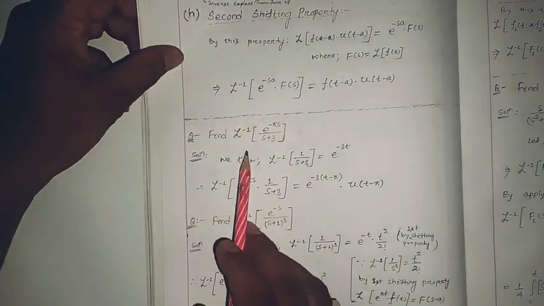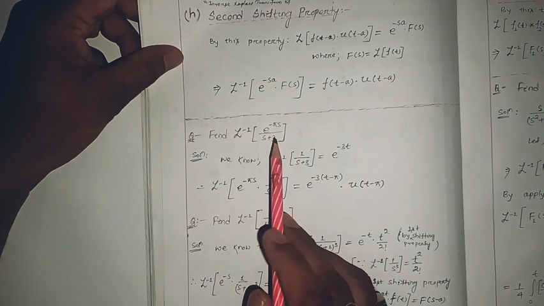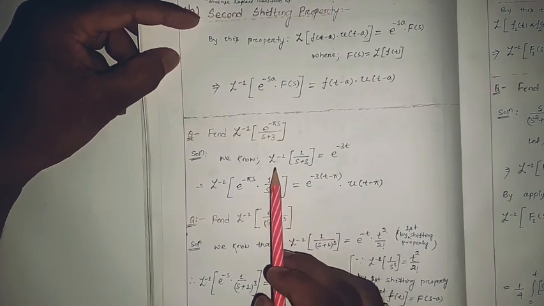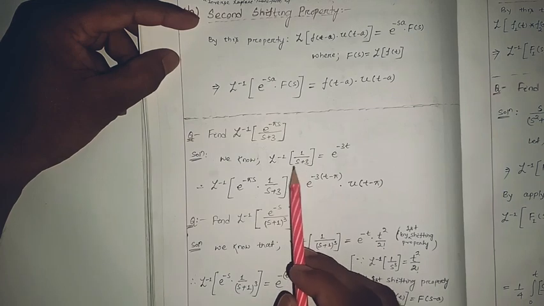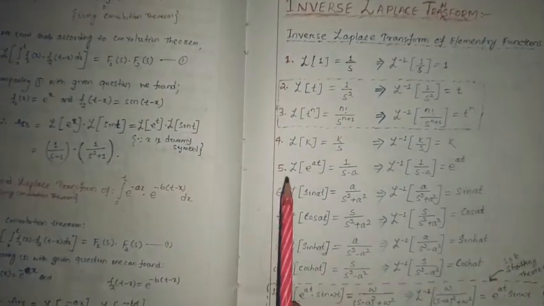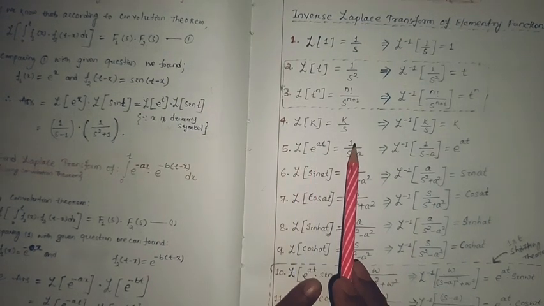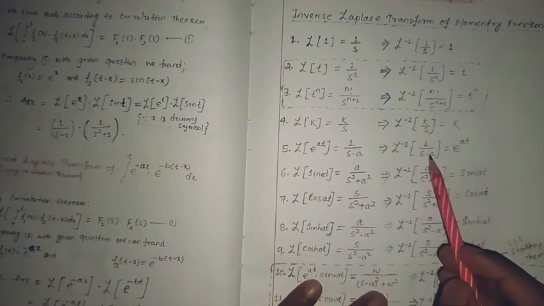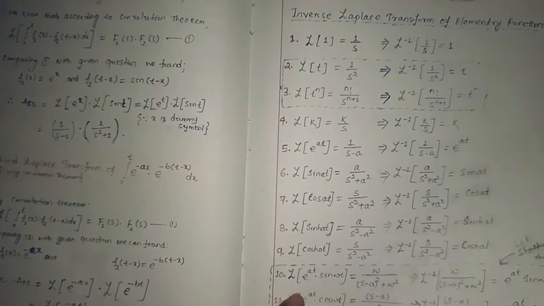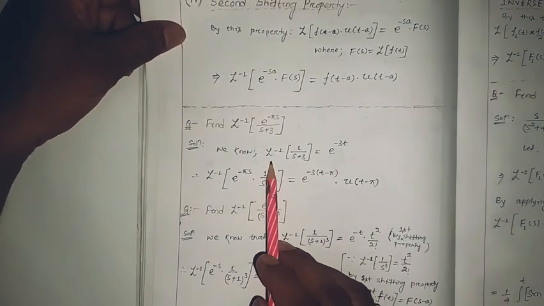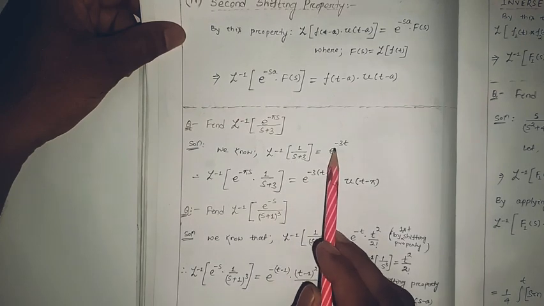So this is the first numerical: find the inverse Laplace transform of e to the power minus pi s by s plus 3. First we find the inverse Laplace transform of 1 by s plus 3. It will be e to the power minus 3t, because if we consider our 16 elementary functions, Laplace transform of e to the power at is 1 by s minus a, and the corresponding inverse Laplace transform will be e to the power at. If it is s plus a, obviously it will be e to the power minus at. So the inverse Laplace transform of 1 by s plus 3 will be e to the power minus 3t.